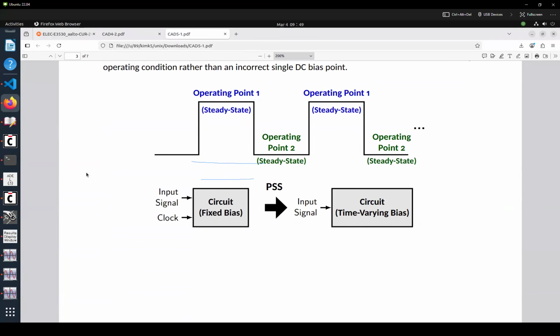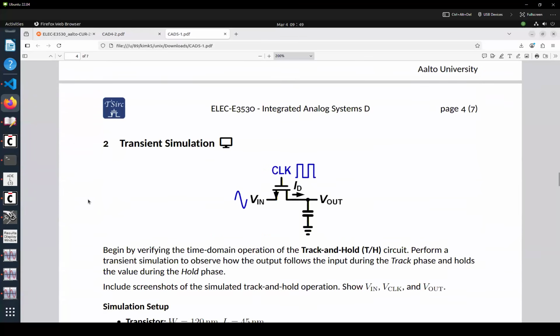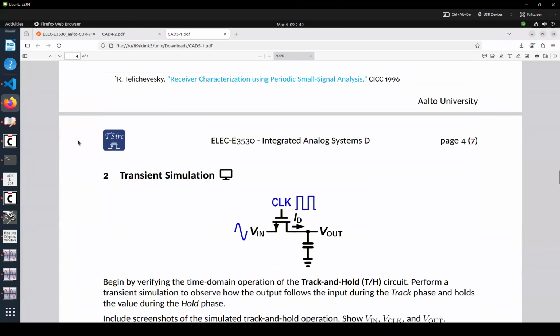So PSS converts the circuit at a fixed bias point into one whose bias point is time varying based on the clock frequency, with the input signal as an input, but the circuit's bias point is time varying. That is the modeling method based on the PSS. If you want to read further information, you can check this paper.